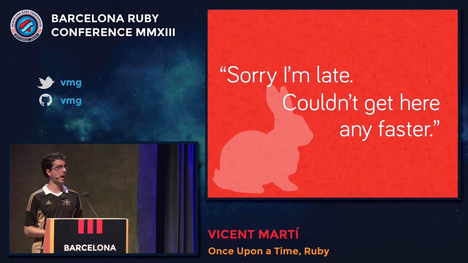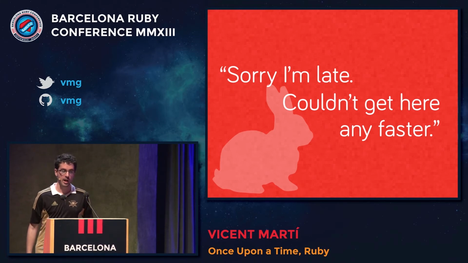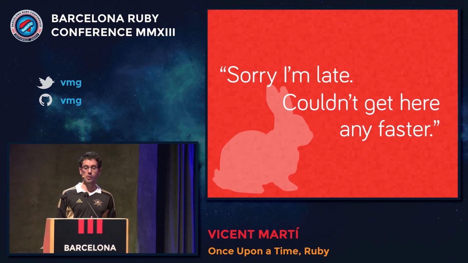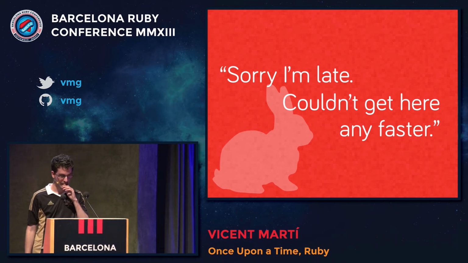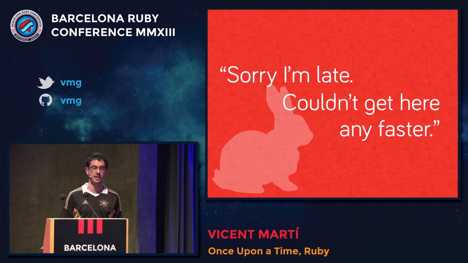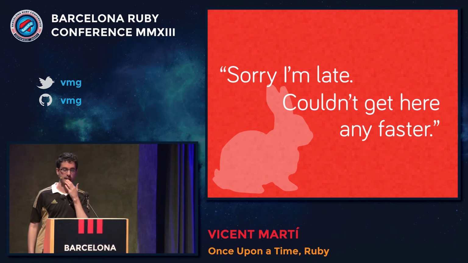And the poor timeout rabbit, he was choking. He could barely breathe. He was like, I'm sorry, I just got here, but I just couldn't come any faster. And I was like, timeout rabbit, what happened to you? Why were you a whole minute late? What's going on here? And the timeout rabbit explained to me how timeouts work in Ruby.